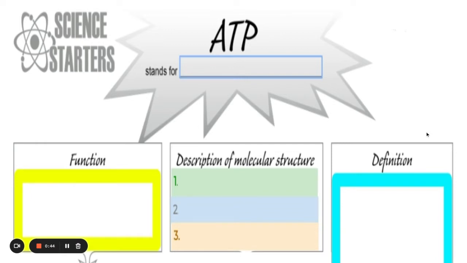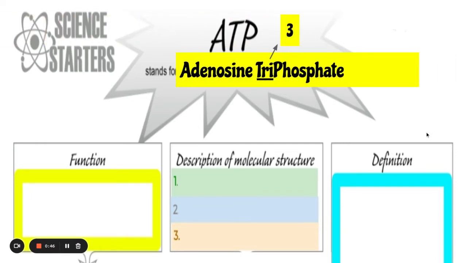So ATP is an acronym that stands for adenosine triphosphate. The key part of the adenosine triphosphate is the tri part. So what sets this apart from other molecules is the three phosphate groups.